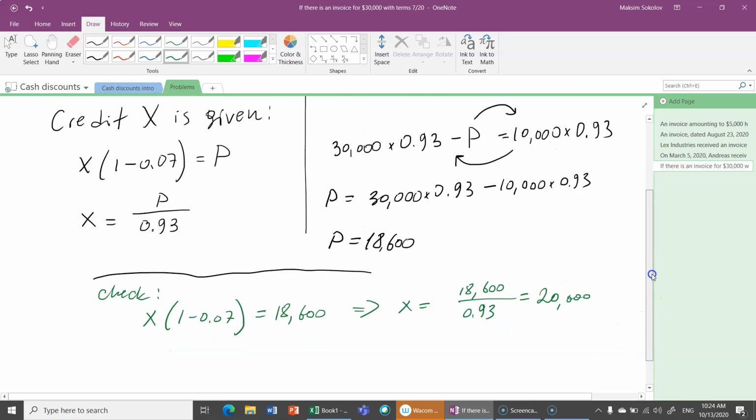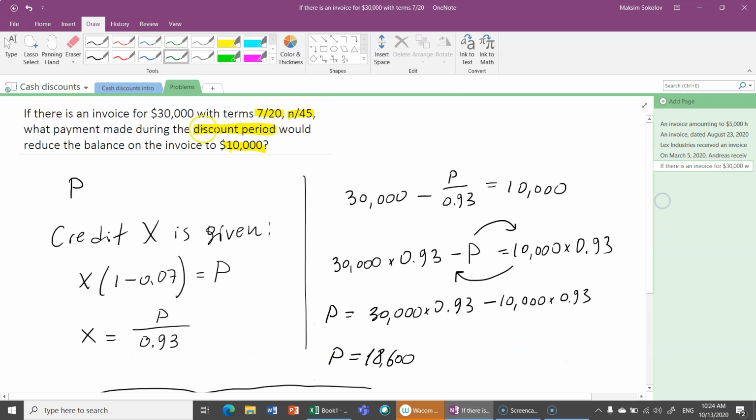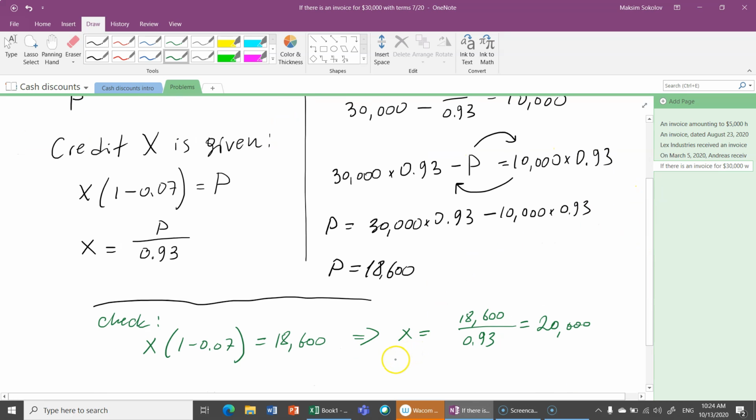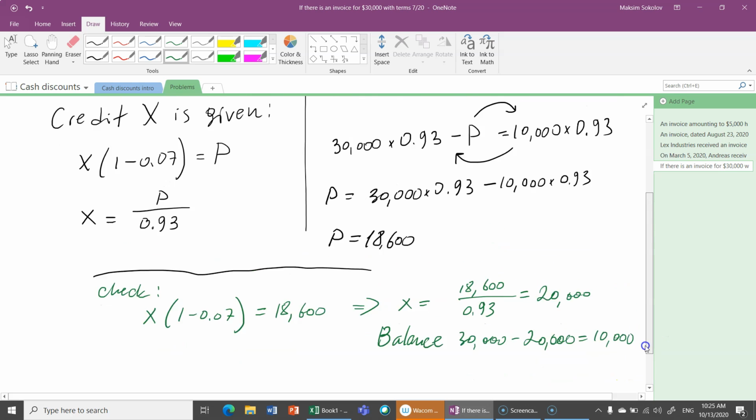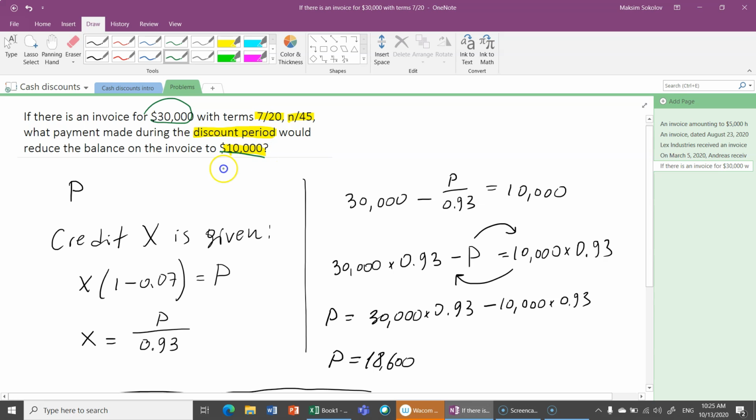Right? So $20,000 is the credit, which means that because the invoice is $30,000 and because the credit we are receiving is $20,000, the balance is exactly 30,000 minus $20,000 credit, so $10,000. So it all works, and we do receive this $10,000 as a result. Therefore, this solution is definitely correct. We need to make that partial payment, $18,600, to reduce the balance to $10,000. Well, that's it for this topic. Bye for now.